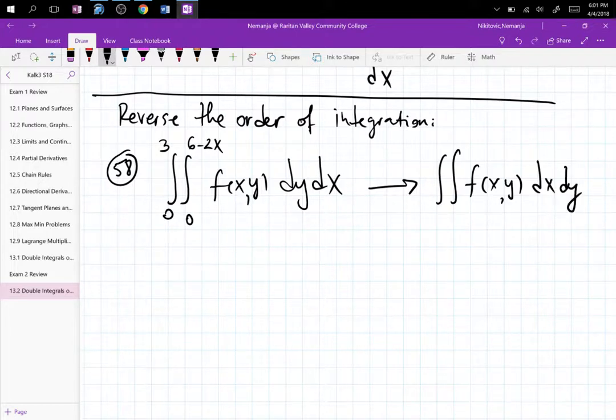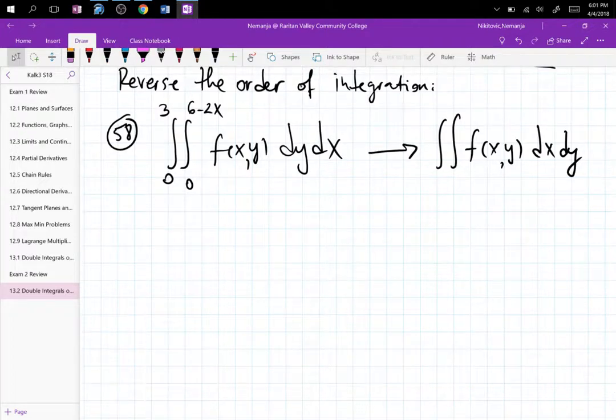Now, this is just an exercise. It has nothing to do with anything other than the mechanics of switching it. Why we need to do these things? Stay tuned for the next example, okay? So right now, we're just going to do mechanics.